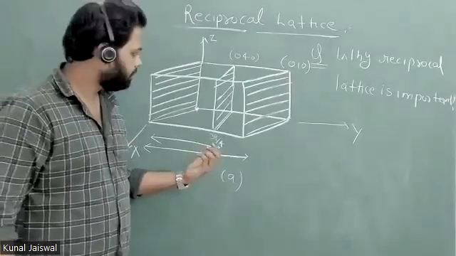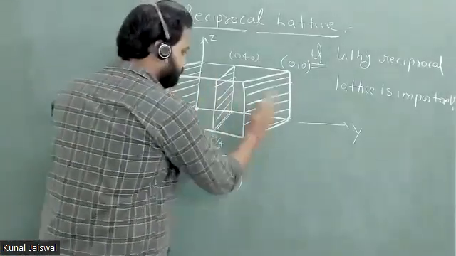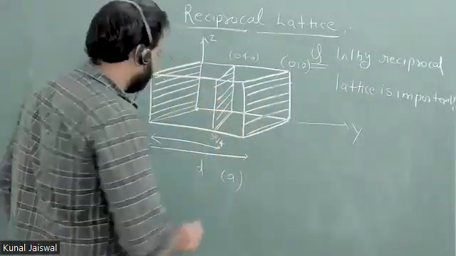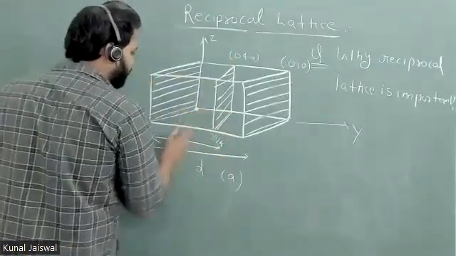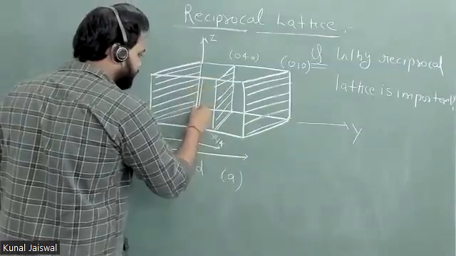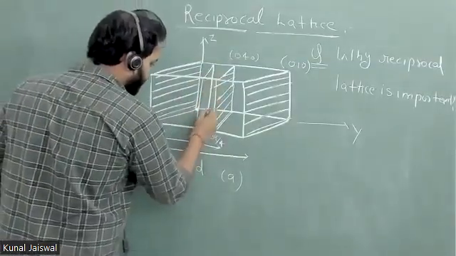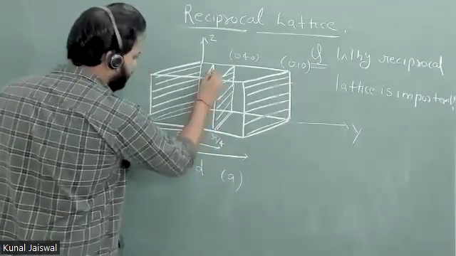Sir, this plane is parallel to the planes you made. All are parallel, these three are parallel planes. Okay. Now at a distance of 3 by 4 we made a plane. Now again we are making a plane here at a distance, let's suppose, a by 2.